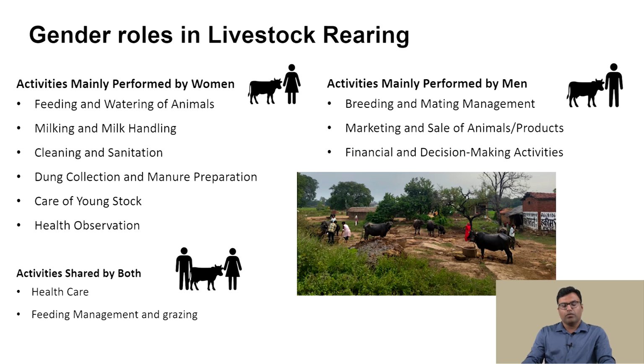Now you can see here the different roles which are done by the woman, man, and by both. This chart shows that the majority of the activities related to livestock production and health care are done by females, whereas marketing decisions are mainly made by men. So this tells us that more than 70 to 80% of livestock related activities are basically done by females, whereas only 30% of the activities are done by men in livestock rearing.